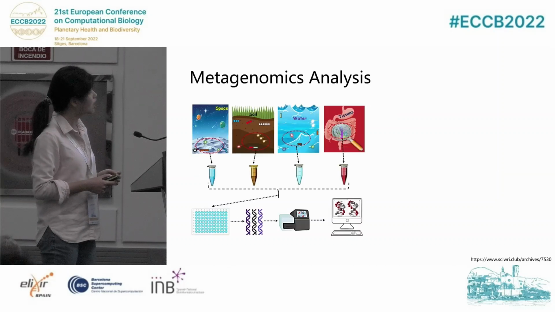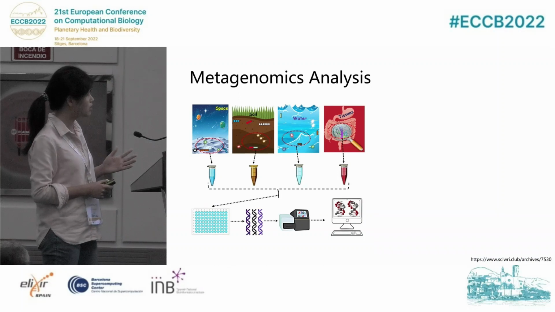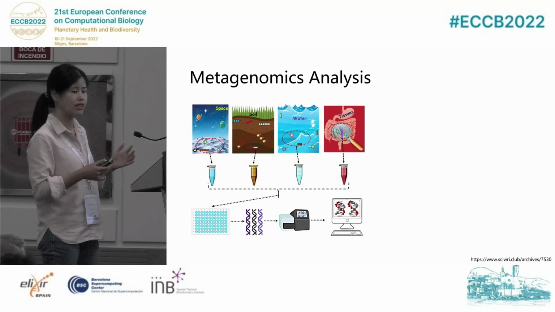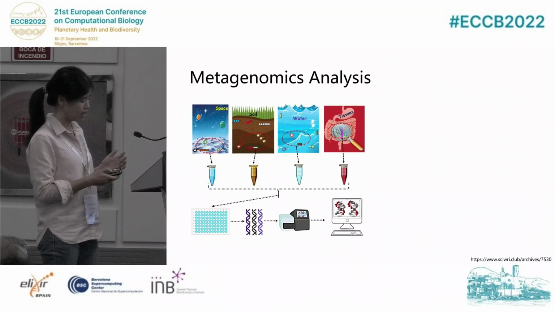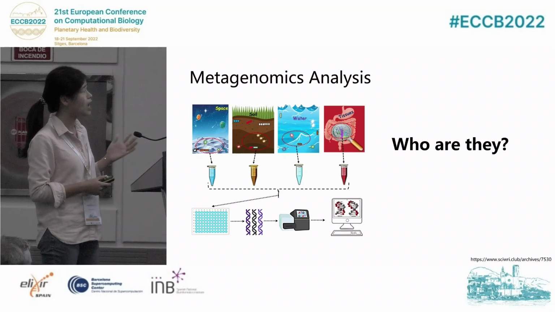So in metagenomics, researchers collect samples from diverse environments, and then they use sequencing techniques and assembly to reconstruct the genomes and understand what species are contained in the sample as well as their function. After we do metagenome assembly, we get a mixed metagenome assembly. Then the first problem we need to answer is: who are they? What are the species contained in the sample?